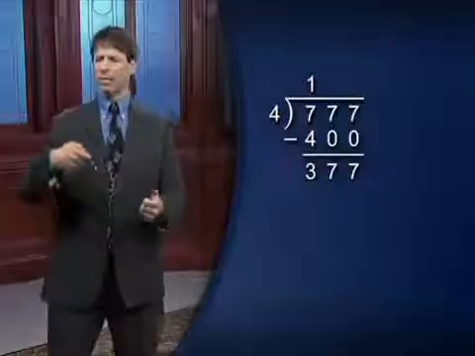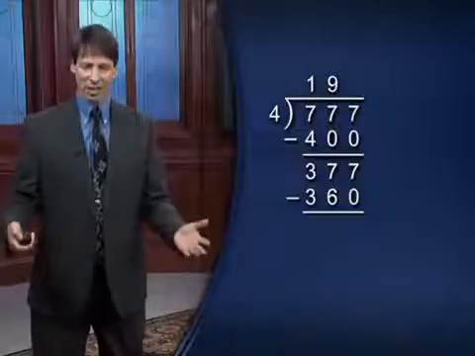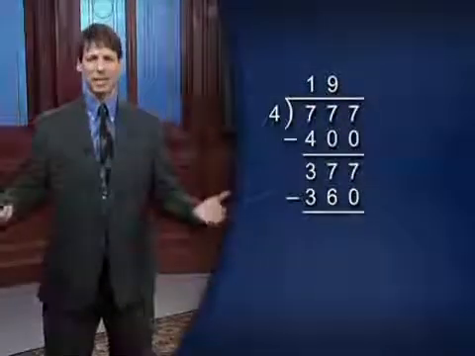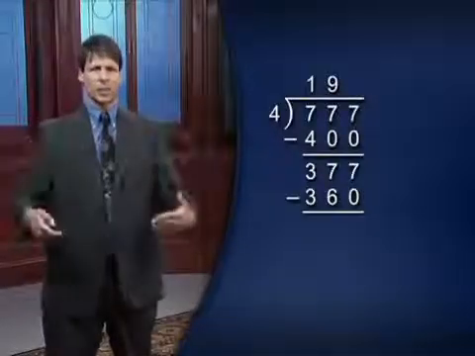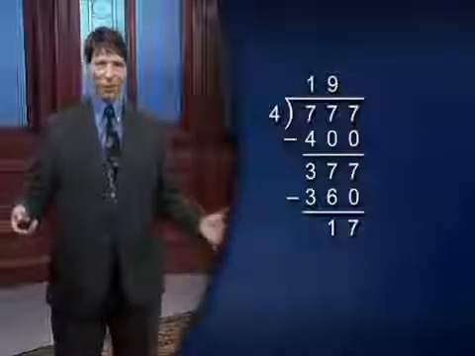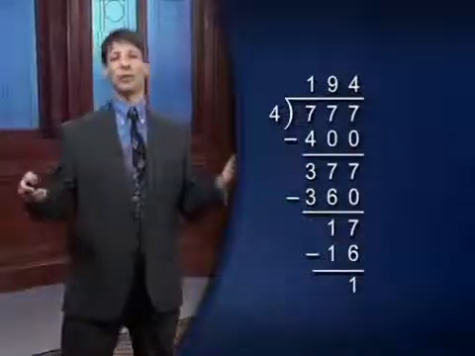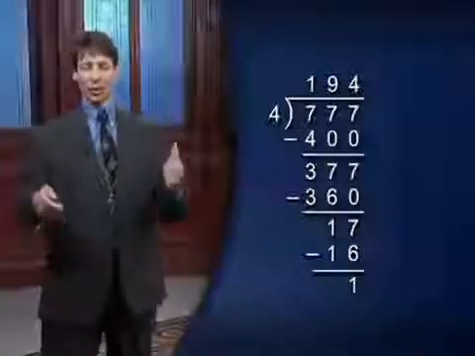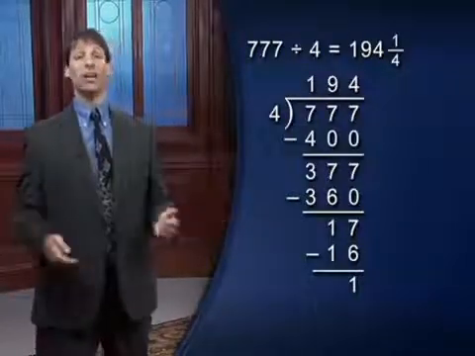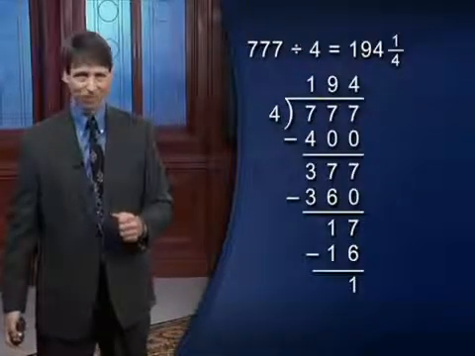Now let's see, 4 times 9 is 36. So 4 times 90 is 360. Okay, so I can go and say the 90, right? I've now said 90. 377 minus 360 is 17. You have an even simpler division problem. Do 4 into 17, that goes into it 4 times with a remainder of 1, and there's your answer, 194 with a remainder of 1, or $194.25 is your share of the jackpot.